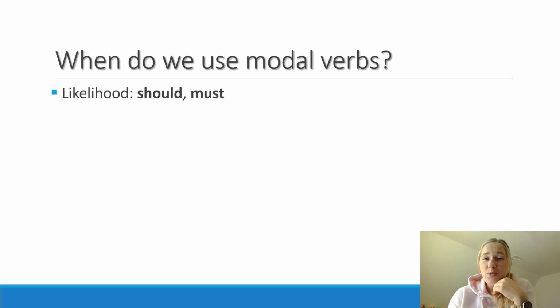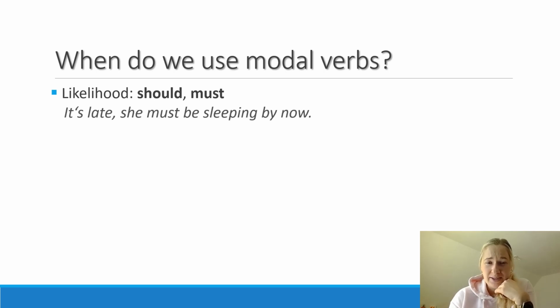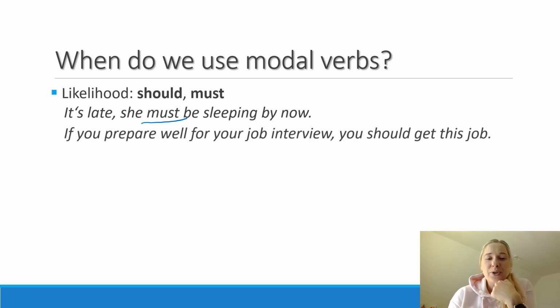For example, if we want to express the likelihood of an action, we use the modal verbs should or must. For example, it's late. She must be sleeping now. It is very likely that she is asleep by now. If you prepare well for your job interview, you should get this job. It's very likely you will get the job if you prepare well for the interview, or if you prepare well for your exam, it's very likely you will pass it.